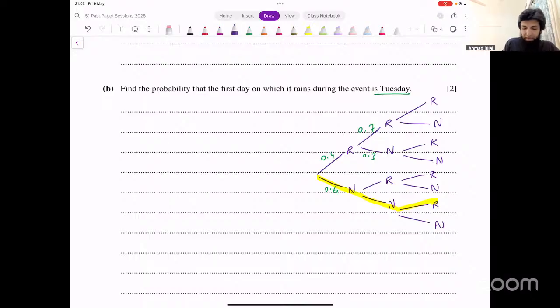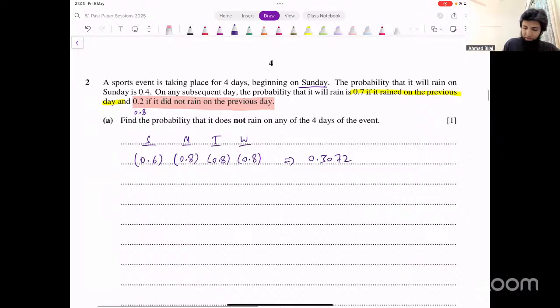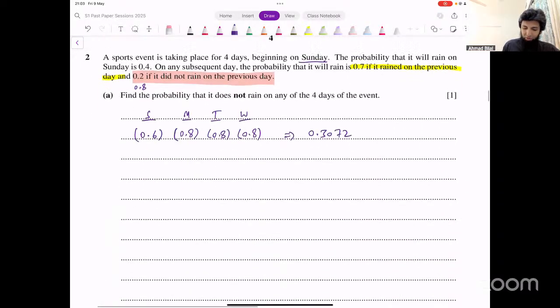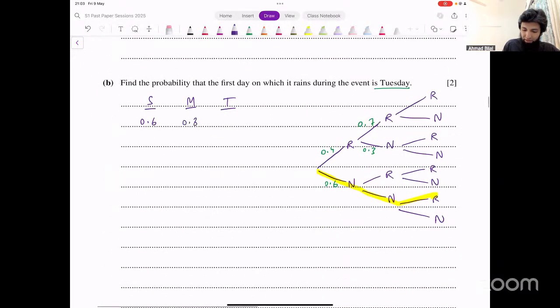If you want, you can do it directly as well. So the way to do that would be you say Sunday, Monday, Tuesday. If Tuesday is the first day on which it rains, that means on Sunday it should not have rained. That's 0.6. On Monday, it should also not have rained. That's 0.8. And then on Tuesday, it should have rained. That's 0.2. And that would give you the result for this. So it works without the tree diagram.